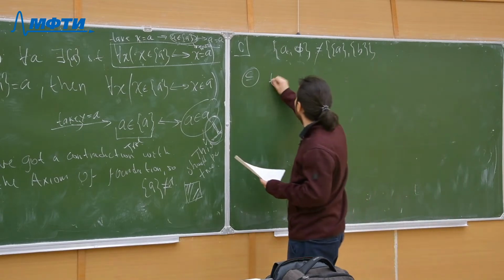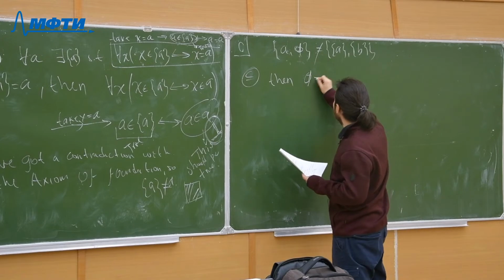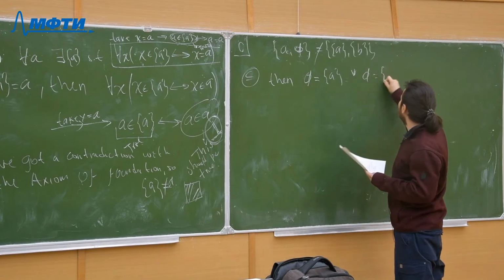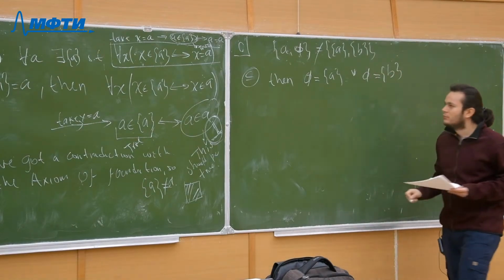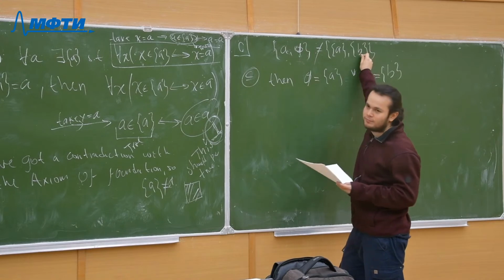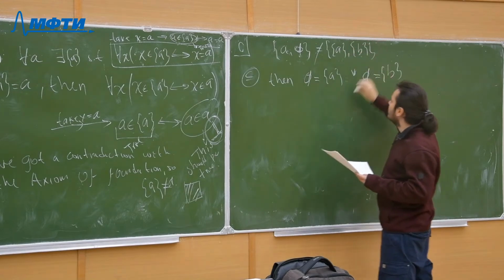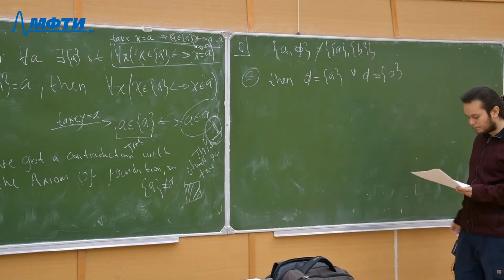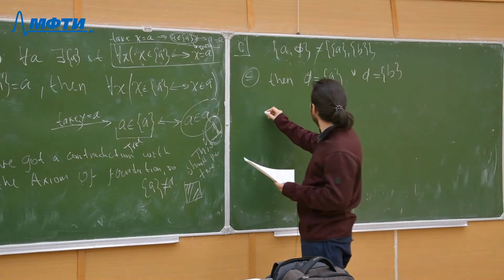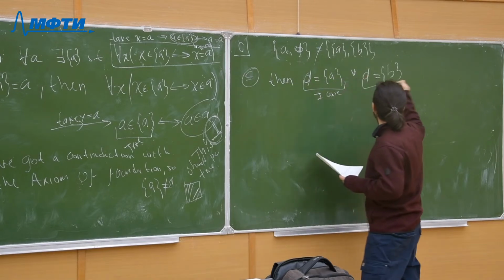Then it means that the empty set has to be equal to the singleton of A, or the empty set has to be equal to the singleton of B. Right? So if this is a subset of this, then this element should be here. And here we have just two elements. So this element should be equal to this or to this. Good. So this is going to be the first case, and it's going to be the second case here.